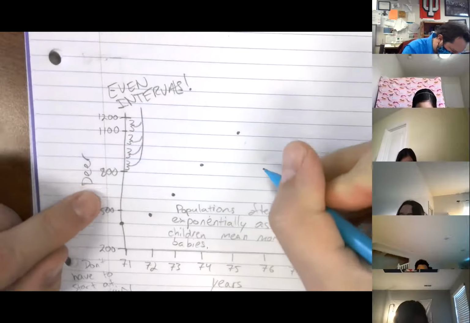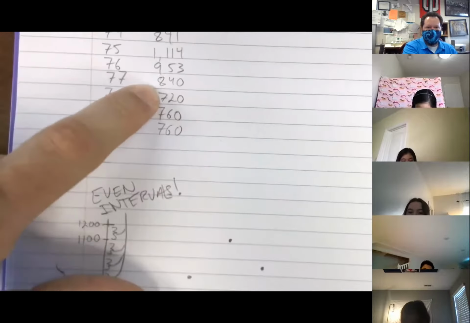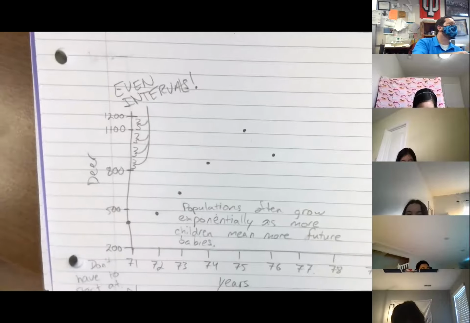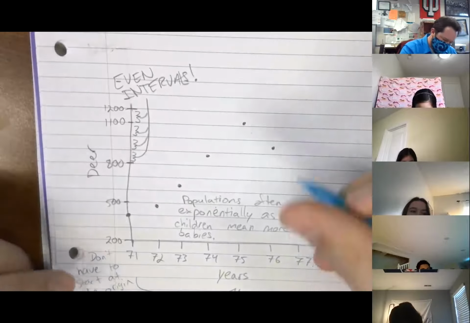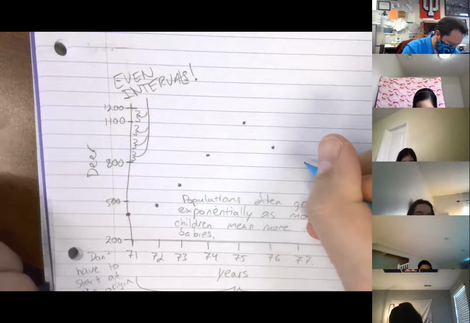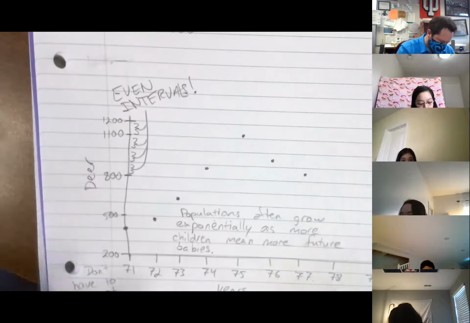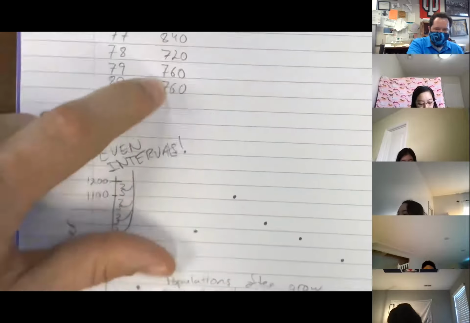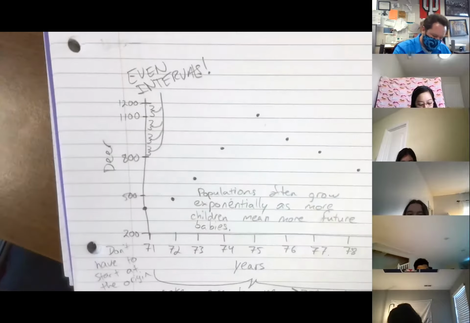953 in 76. So then we start coming back down. 840 in 77. 78, we're all the way down to 720. And then we bounce back a little bit, our deer population bounced back a little bit to 760 on both of our last two data points.